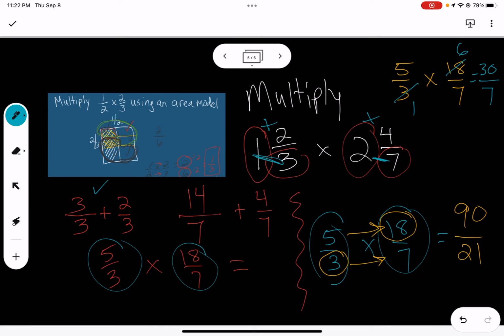This tells me then, when I was at this step, the 90/21, if I divide both by 3, I will in fact get 30/7. 90 divided by 3 is 30. 21 divided by 3 is 7. So now you have multiple ways to do the same problem. Just pick the way that works for you the best, the one that you understand the most.